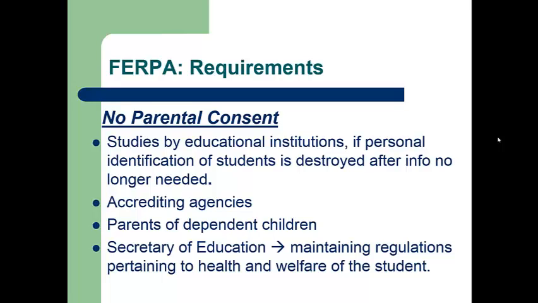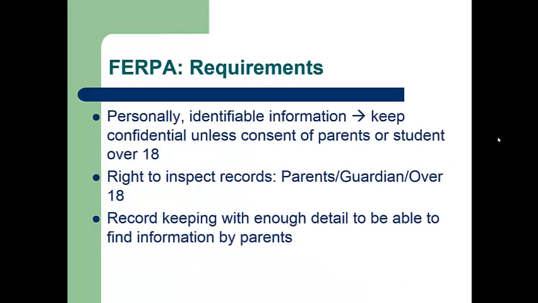Accrediting agencies, these are the agencies who accredit school institutions, parents of the dependent child, or the Secretary of Education. If Arne Duncan were to ask for a child's records, then we could give them to him without asking the parents. Personally identifiable information should be kept confidential unless the consent of the parents or the student is over 18. At that point, it's the student's right to say if that information is to be released or not. The right to inspect the records, as we said earlier, is a right that every parent or guardian has.